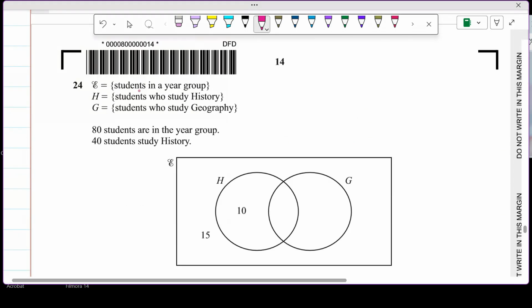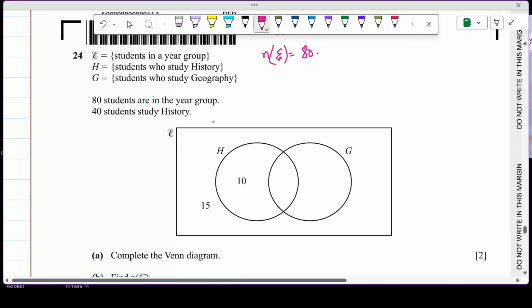The universal set is the students in the group, H is the students who study history, and G is the students who study geography. There are 80 students in the group, so the total number of students in the group is 80. Okay, so we can say the number of members in the universal set is 80. 40 students study history.